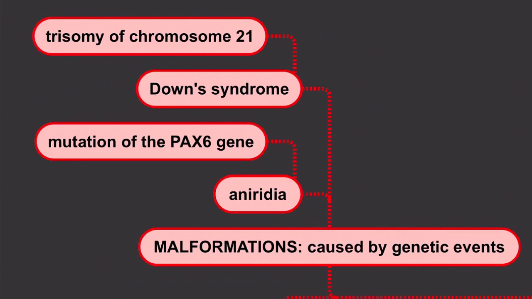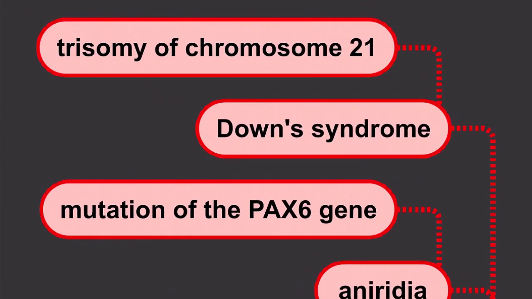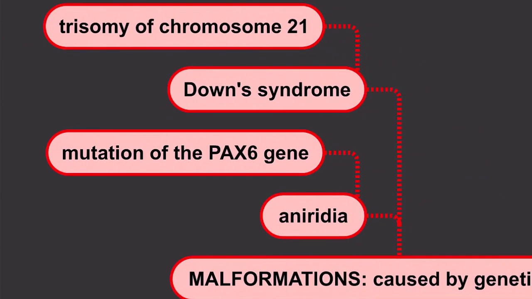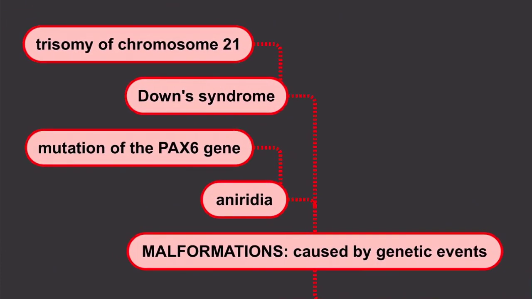An example is given here, aniridia, which is because of mutation in the PAX6 gene. Second example, Down syndrome, which is because of trisomy of chromosome 21. Both of these come under the category of malformations. So I guess this part you have understood.